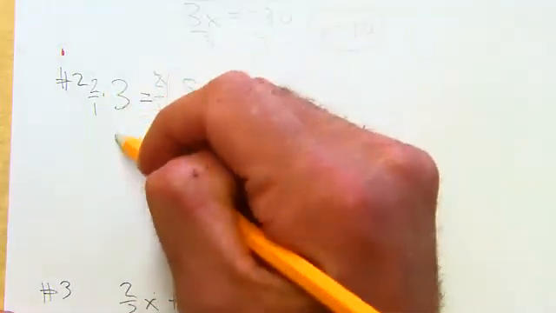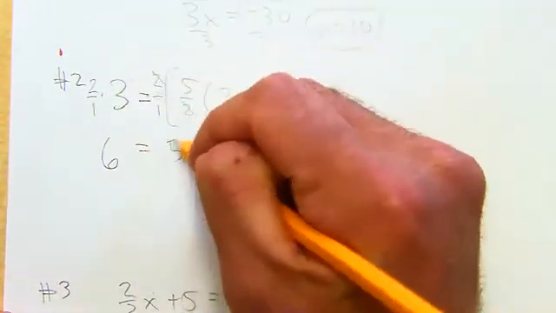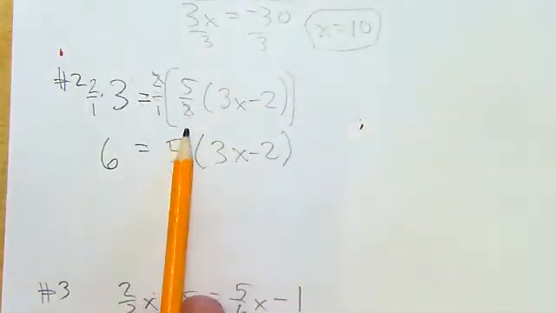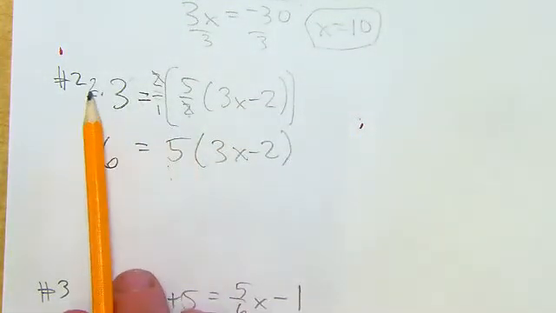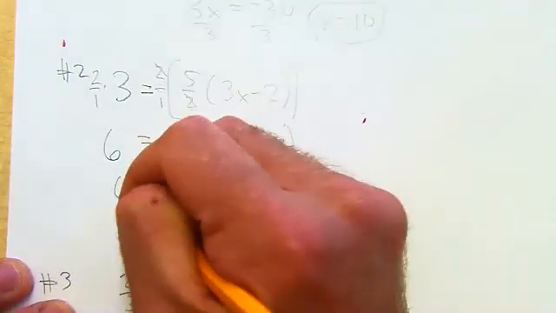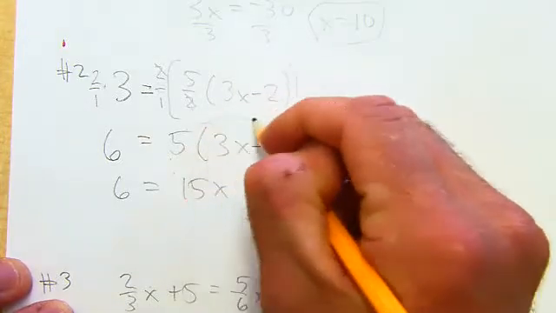All right, so I've got 6 over here. These canceled out, so I've got 5 times 3x minus 2. Okay, so the 2 canceled that out, and the 2 multiplied with the 3 gave me 6. Now I've got a pretty simple equation to solve. Probably just distribute next. And minus 10.